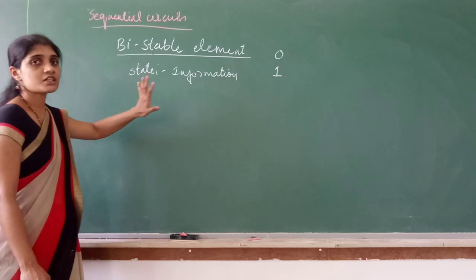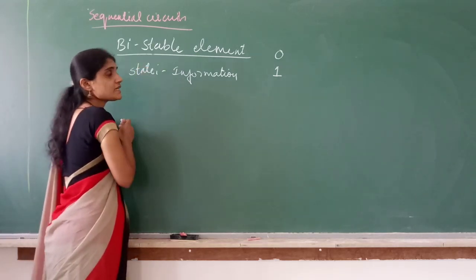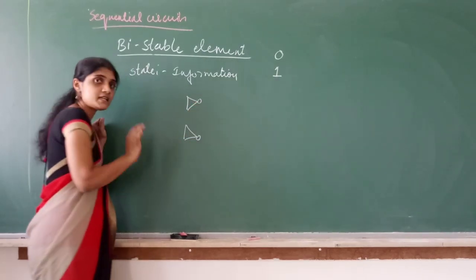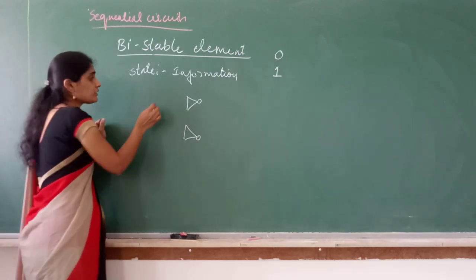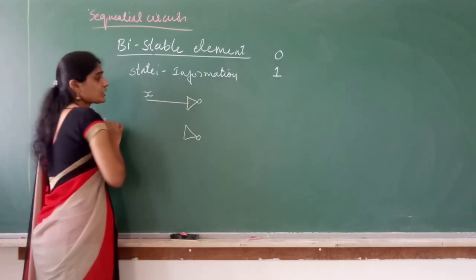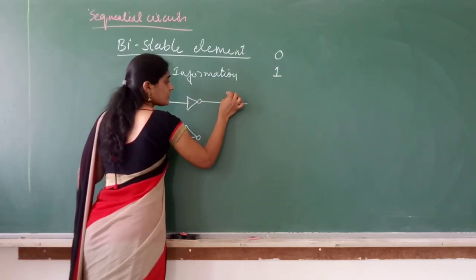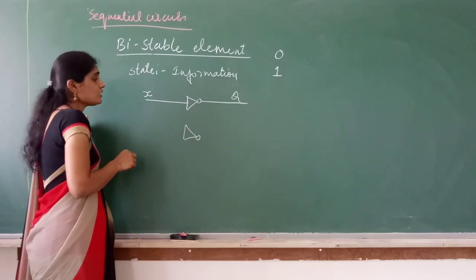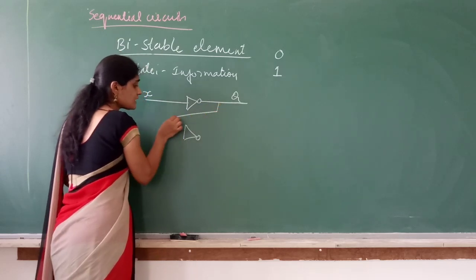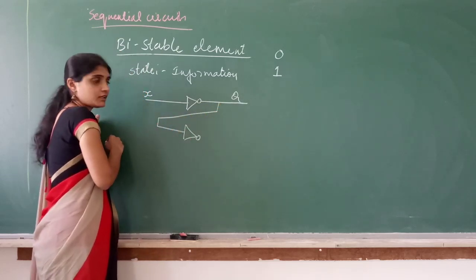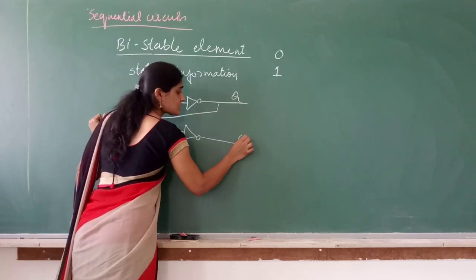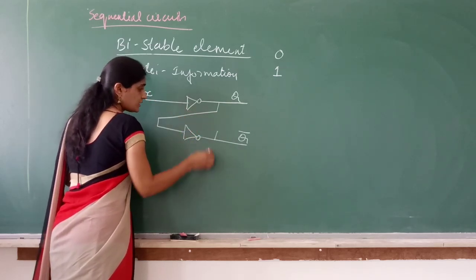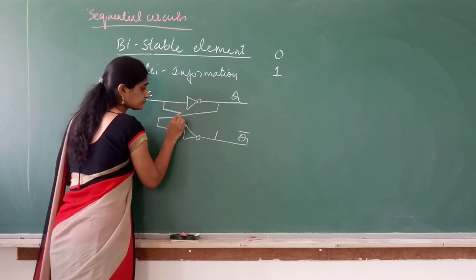So, I will write the general structure of a bistable element. To explain this bistable element, I will consider a very simple basic gate, that is a NOT gate. If you are giving X as input to this NOT gate, the output here I will take as Q. This output will act as input to the other gate. The output of that will be taken as Q bar, which is nothing but X.